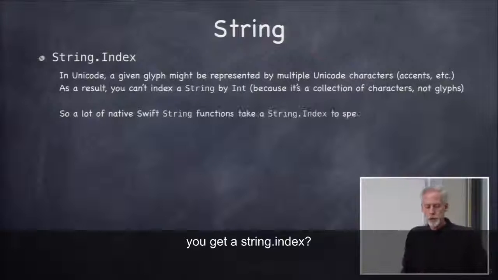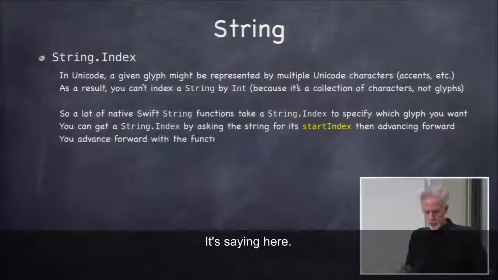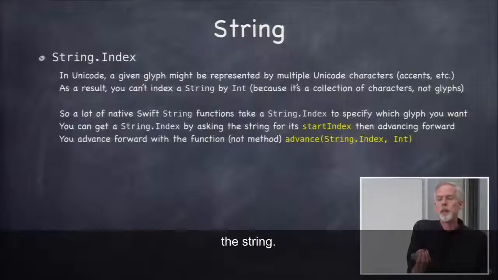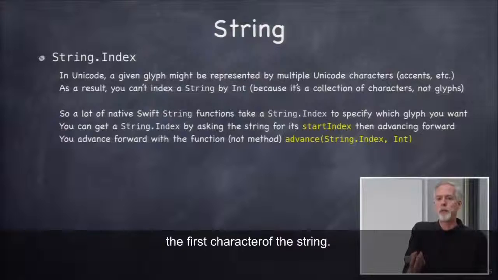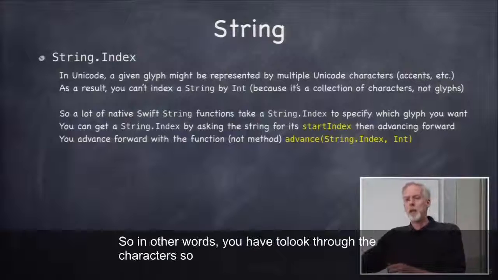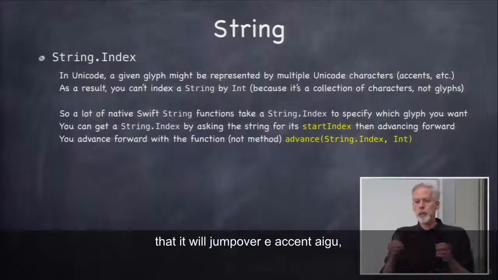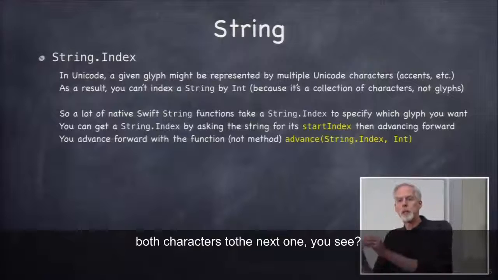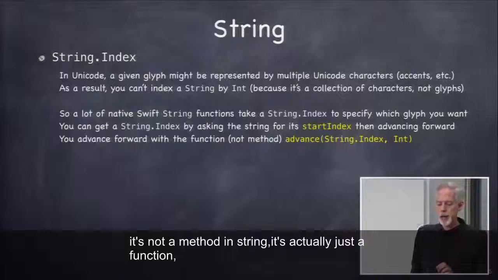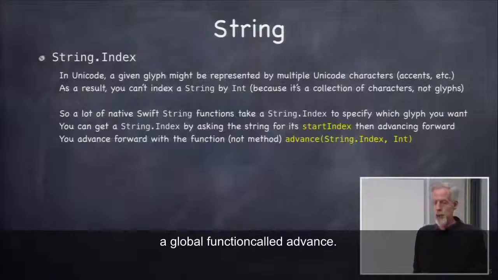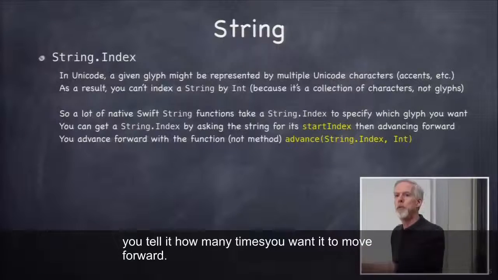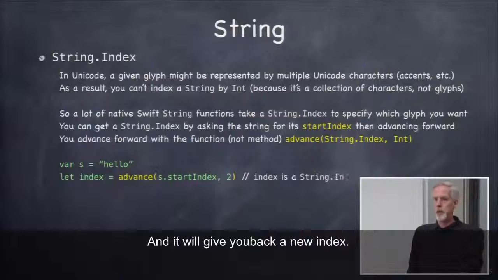Okay, now how do you get a String.Index? You get a String.Index by getting the start index of the string. That gives you a String.Index that points to the first character of the string. And then you advance it forward however many times you want to go. So in other words, you have to look through the characters so that it'll jump over E accent aigu, both characters, to the next one, you see? You do that with this function. It's not a method in String. It's actually just a global function called advance. You give it the index, and you tell it how many times you want it to move forward, and it will give you back a new index.